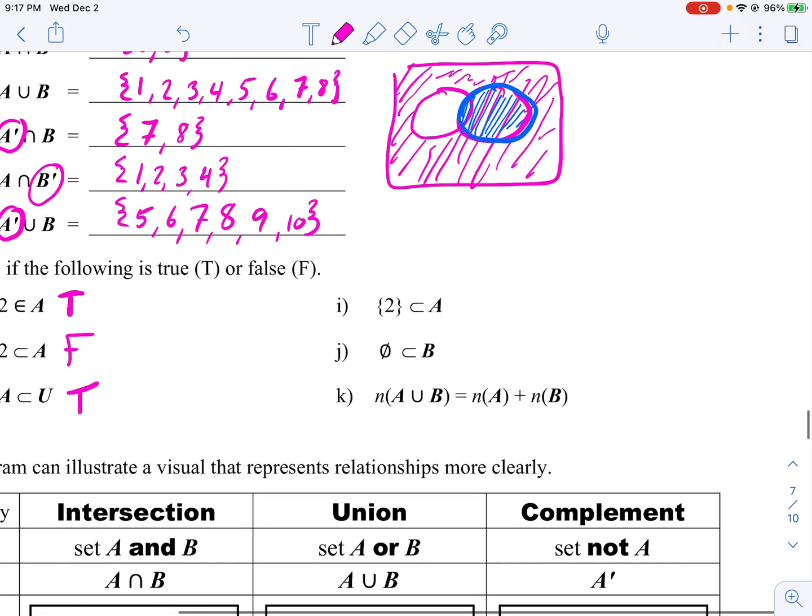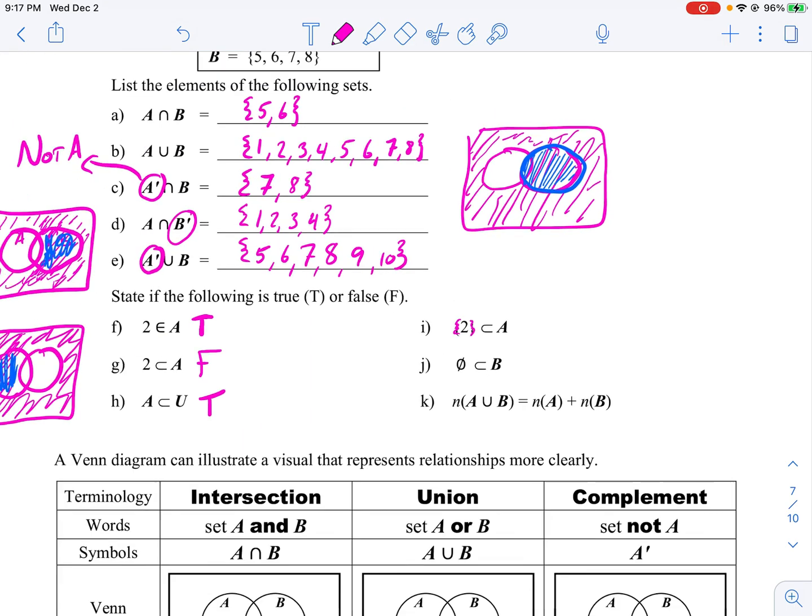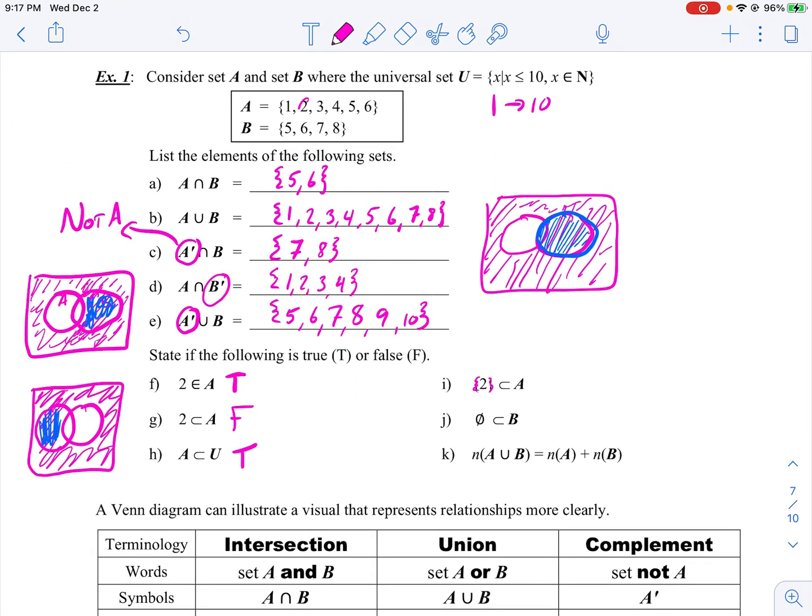The set containing 2, since it has the squiggly brackets, is saying that this set has just got 2 in it. So it is a subset of A, and yes, if you were to make a subset of just the number 2, that is a subset of A. So that would be true. And then the empty set is a subset of B. So again, this is just an empty set, and you can make an empty set out of B. So that would be true as well.